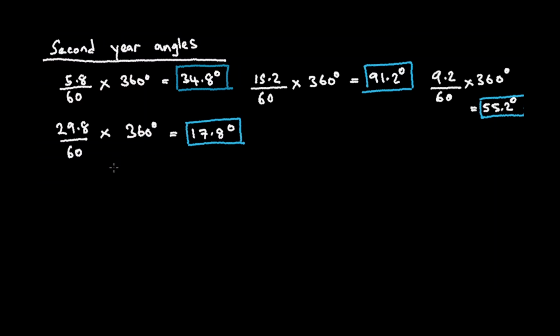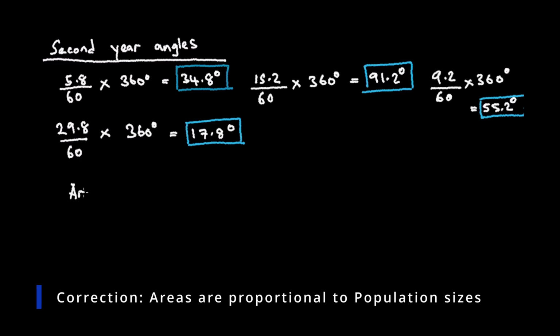Your statement will say the area is proportional. So the area of each pie will be in proportion to the different population sizes. So you can write a simple sentence that the area is proportional to population sizes.